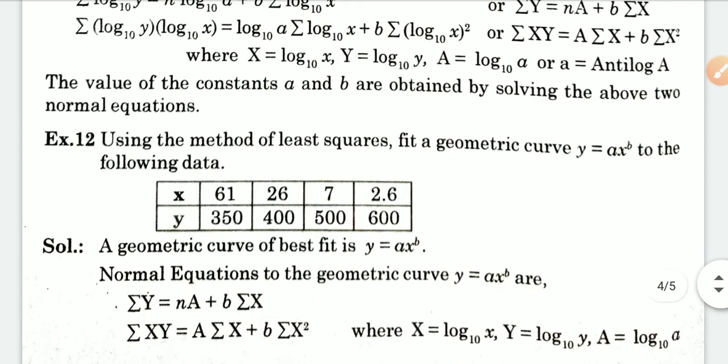The example is: using the method of least squares, fit a geometric curve y = a·x^b to the following data.